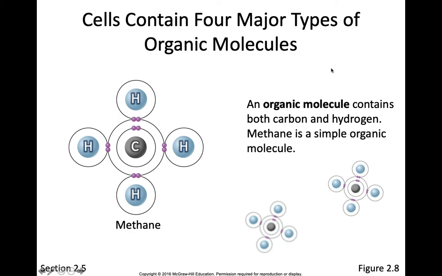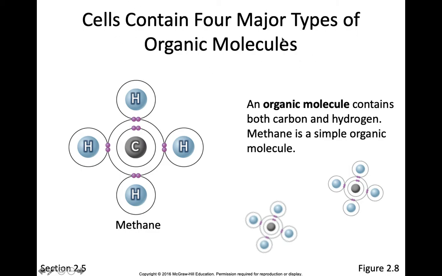So first off, what is an organic molecule? Every cell on the planet, every living cell I should say, is going to contain 4 different types of organic molecules. There are 4 major types, you guys are familiar with these, and every single cell is going to have all 4 of them. That is one of the characteristics that is definitive to life. You have these things inside of you.